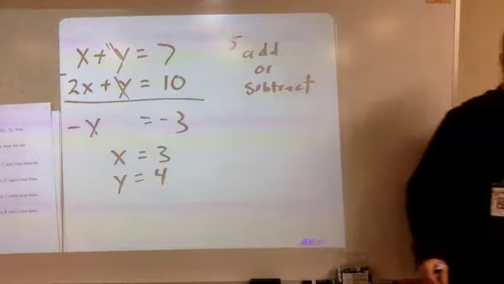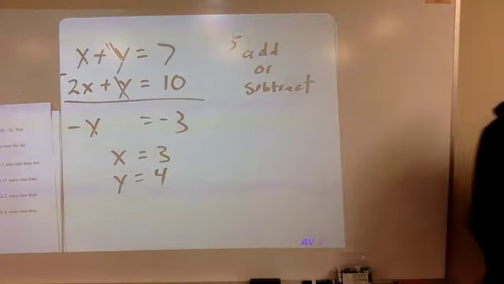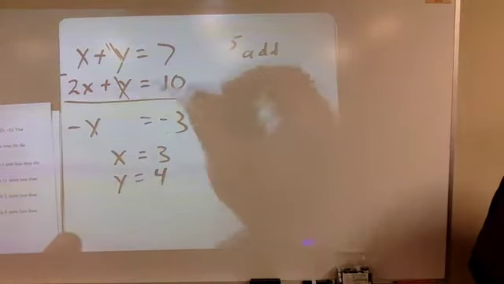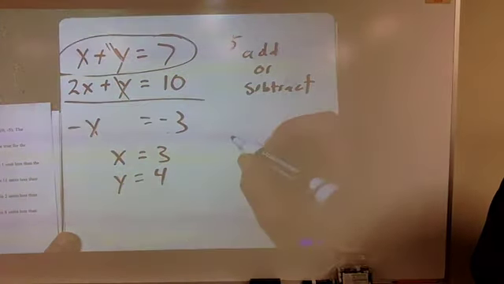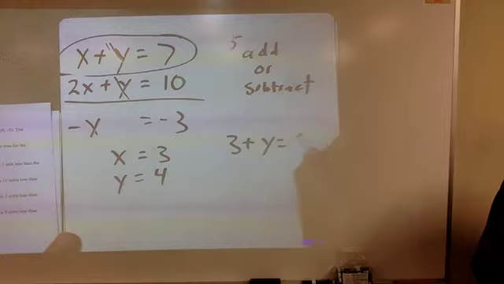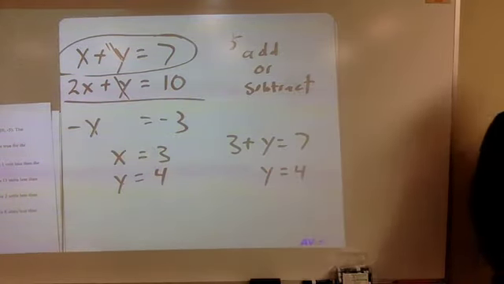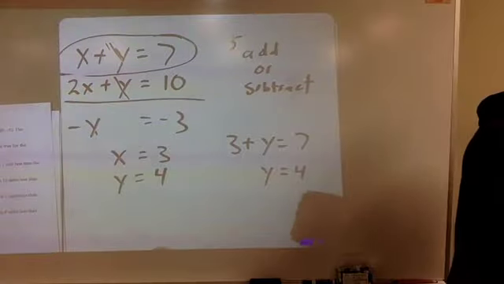Now I did that in my head. What you would actually do on your paper is you would substitute into one of these equations, say this one, and say x is 3. So 3 plus y equals 7. What is y? Subtract 3 to the other side. It's 4. Y is 4. X is 3. Y is 4.